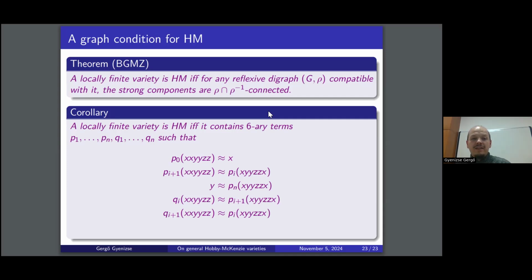And I think there is a complete variety that needs to be looked at, because we have tried out some Hobby-McKenzie terms, and I believe for 3-ary and 4-ary terms we could, at least for the examples we tried, prove that this holds. But for a certain 5-ary Hobby-McKenzie term, I can do nothing. So it's very possible that this is also a case where the locally finite and the general case are different.